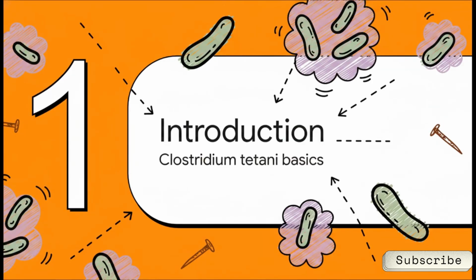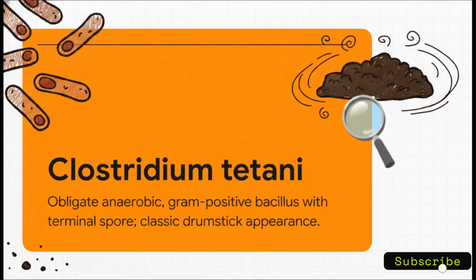Section 1, Introduction. Let's hit the basics. So what exactly are we dealing with here? Well, Clostridium tetani is an obligate anaerobic gram-positive bacillus. Now, obligate anaerobic, as you know, means it literally cannot survive in oxygen. It needs an oxygen-free zone to multiply.